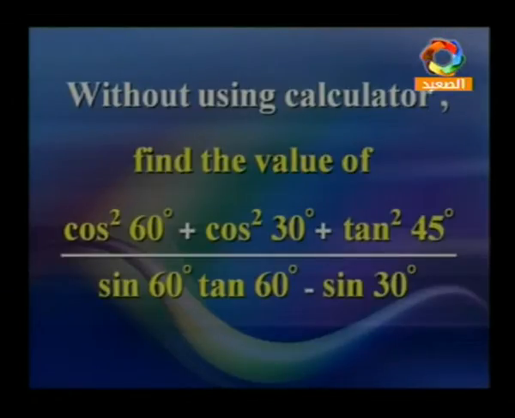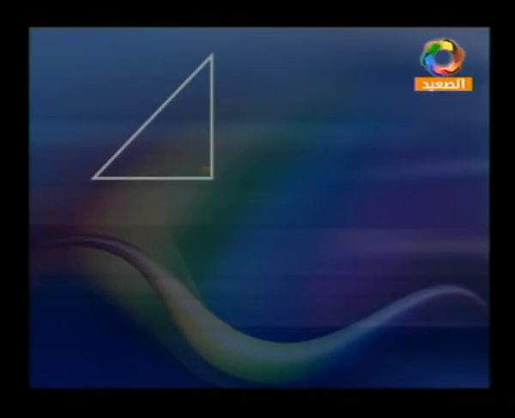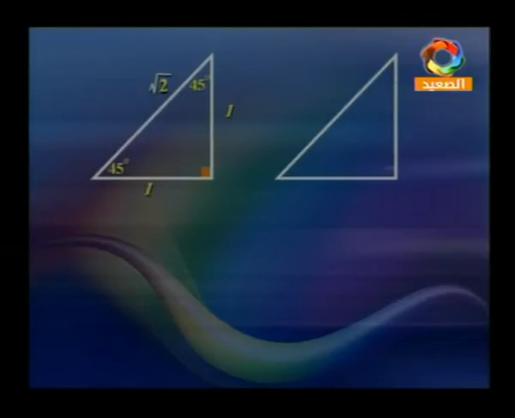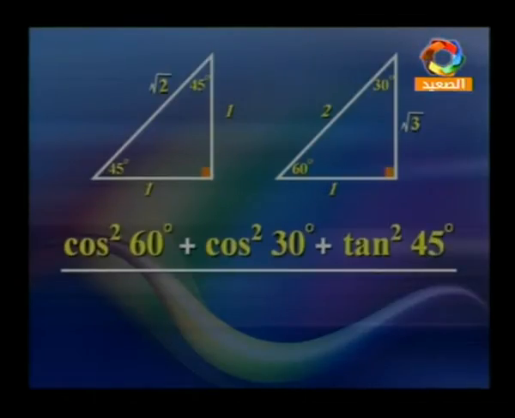At the very beginning, to find such a result, you are going to draw two triangles. One is a right angle triangle whose angles are 45 and 45 degrees. So its sides are 1, 1, and its hypotenuse will be square root 2. The other triangle is a right angle triangle whose measures of angles are 30 degrees and 60 degrees. The side opposite to the 30 will be 1, the hypotenuse will be 2, and the third side will be square root 3.